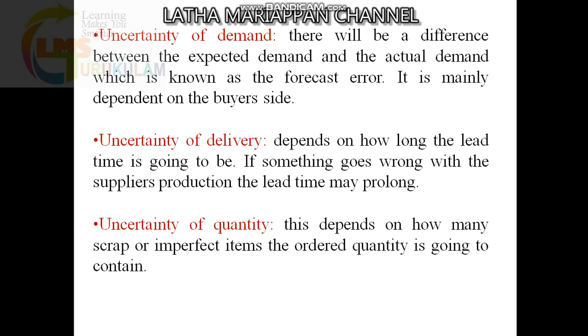Okay, say for example you are expecting within 10 days, if something goes wrong, you will get the raw material in hand only on the 12th day. So 2 days you have to maintain your business. Okay. So for that purpose you have to keep your safety stock. This is called uncertainty of delivery. Another one is uncertainty of quantity. So this depends on how many scraps or imperfect items the ordered quantity is going to contain. Okay, this is called uncertainty of quantity.